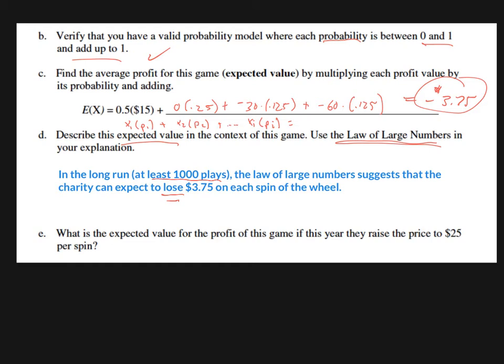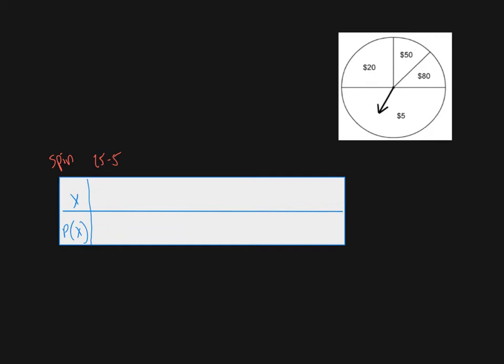All right, so we want to keep this in sort of real life speech. Now, what is the expected value for the profit of the game if they raise the price to $25 per spin? What does that do for us this time around? So what we're going to have to do is redo the probability model. So in an effort to reconstruct this, I'm focusing on the spin. So we have 25 minus $5, so that would leave the charity with a profit of $20.